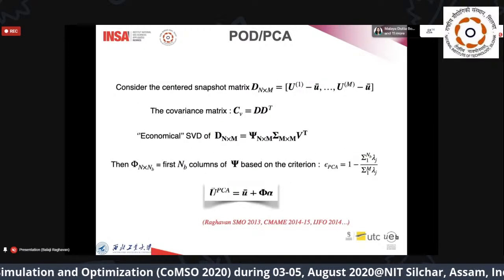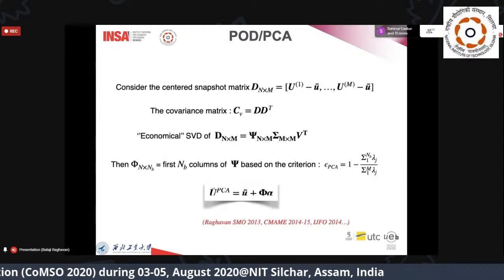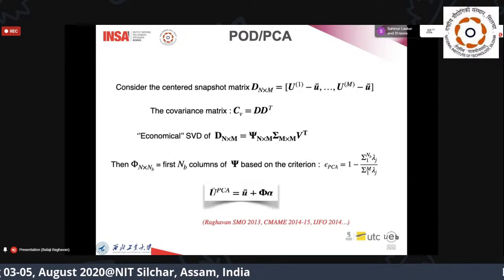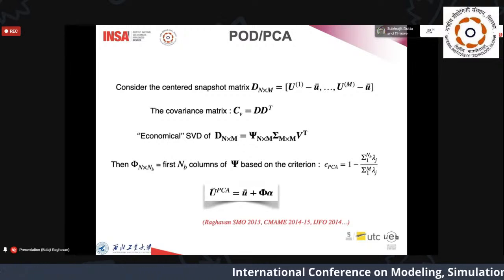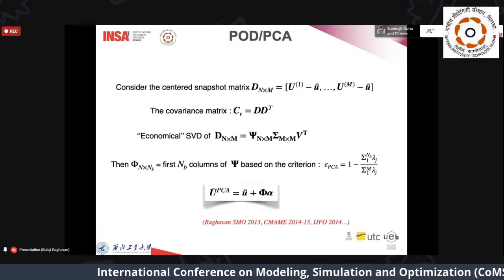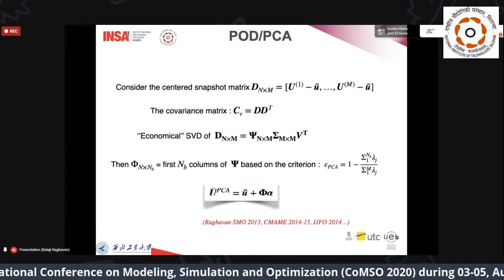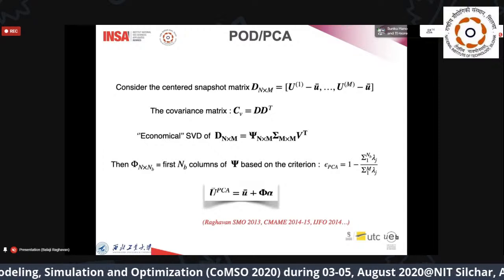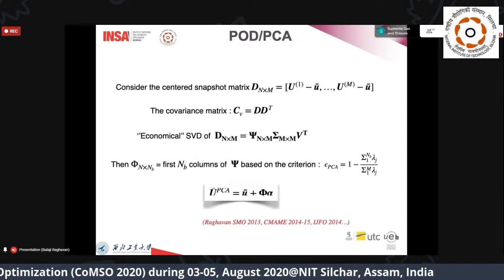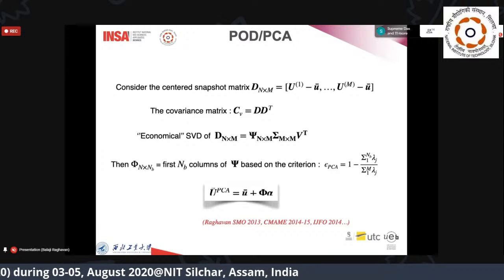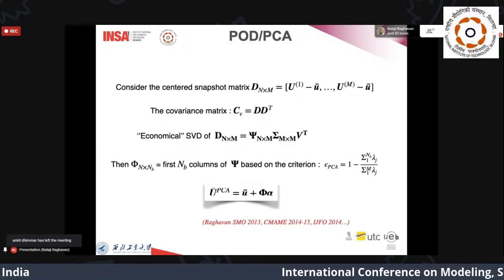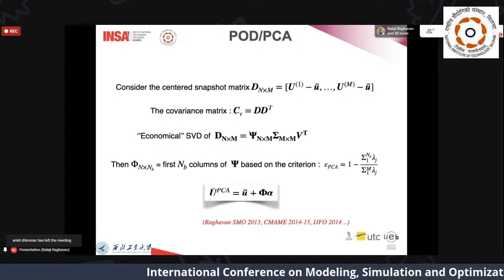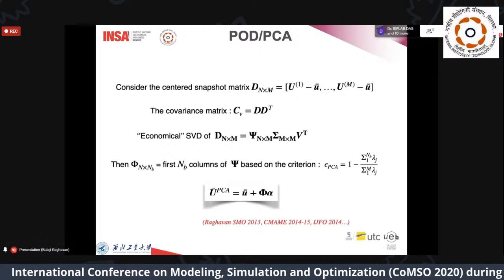So what is POD slash PCA? This is actually the foundation of my work when I applied PCA to a variety of mechanics-based problems. So consider the centered snapshot matrix. Now, your M displacement vectors are considered displacement snapshots. So you have to center these snapshots, get the covariance matrix, and perform the singular value decomposition of these, which gives you psi.